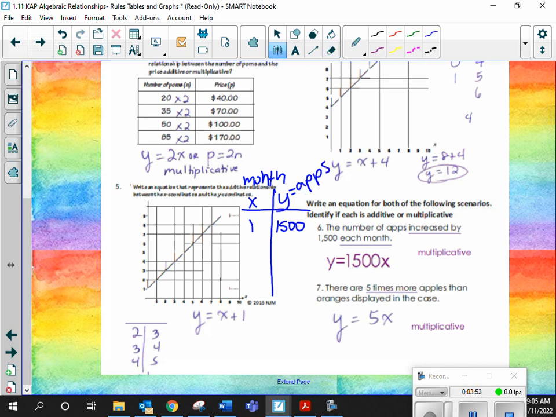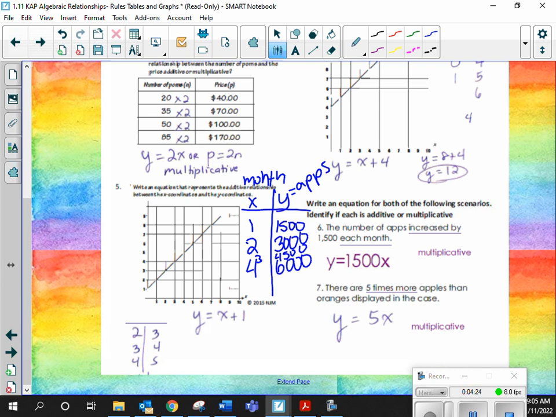Okay, so let's just pretend if I had 2 months, how many apps would I have? 3,000. If I had 4, yeah, sure, let's go 4. What would it be? How much? It would be 6,000. So you sort of have to ask yourself, what relationship do you see? What do you see happening each time to go from x to y? Yes. Wouldn't a 3 be 6,000? No, 3 would be 4,500.